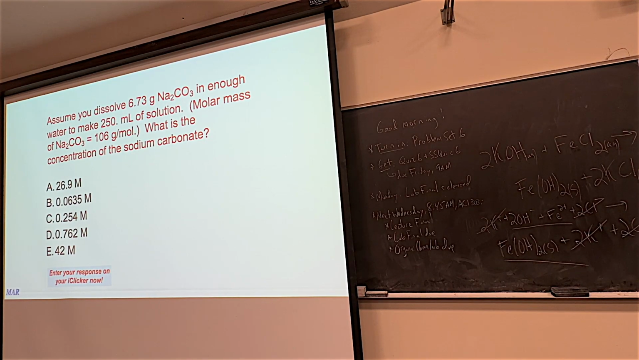Concentration in chemistry is almost always molarity, big M. And what I have here is a problem where you've got sodium carbonate. Here's the molar mass of it, by the way. You're putting 6.73 grams of it in 250 milliliters of solution. Can you tell me which of those is the concentration or the molarity of your sodium carbonate solution? Work on it a little bit, and we'll talk about it in just a second.